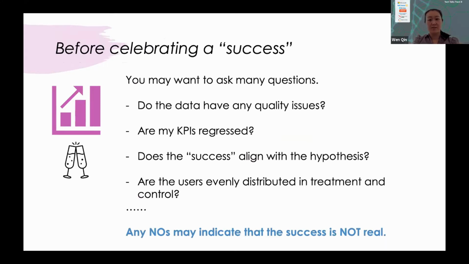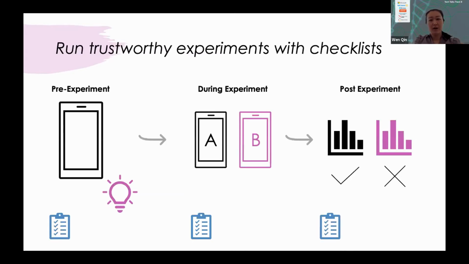You might see some exciting success based on your analysis, but before you celebrate that, you want to ask some questions to confirm it is true. For example, you want to ask whether you have any data quality issues, whether your KPI metrics regressed, and so on. If there is any no to these questions, your success might not be the real one, and your experiment is not trustworthy. To solve the problem, my team just developed several experiment checklists based on more than 10 years of experience focusing on A/B testing.